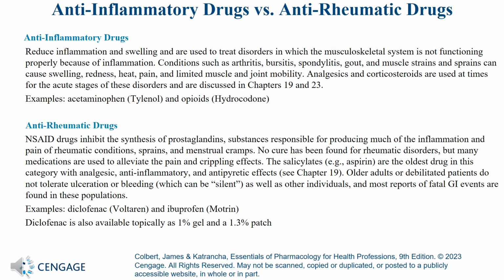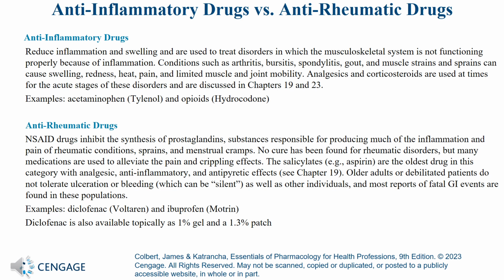Okay. Anti-inflammatory drugs versus anti-rheumatic drugs. Anti-inflammatory drugs help us to reduce the inflammation and swelling and are used to treat disorders in which the musculoskeletal system is not functioning properly because of inflammation. Conditions such as arthritis, bursitis, spondylitis, gout, and muscle strains and sprains can cause swelling, redness, heat, pain, and limited muscle and joint mobility. Analgesics and corticosteroids are used at times for the acute stages of disorders and are discussed in chapters 19 and 23.